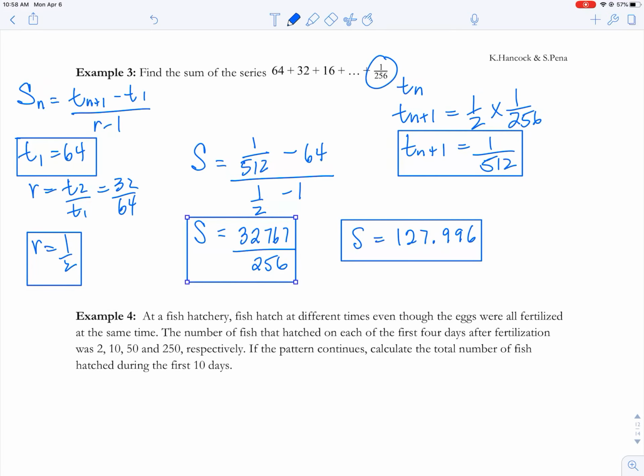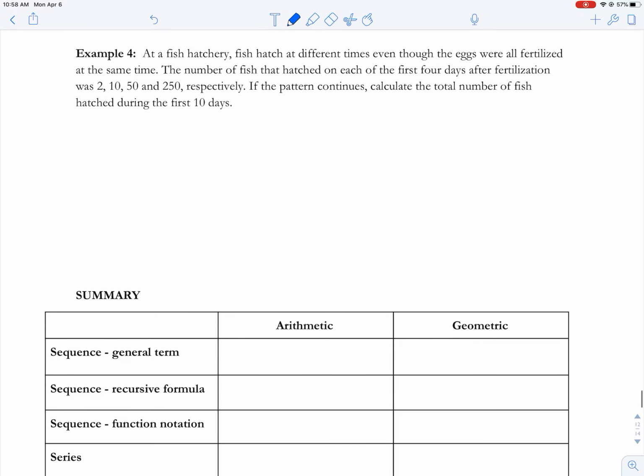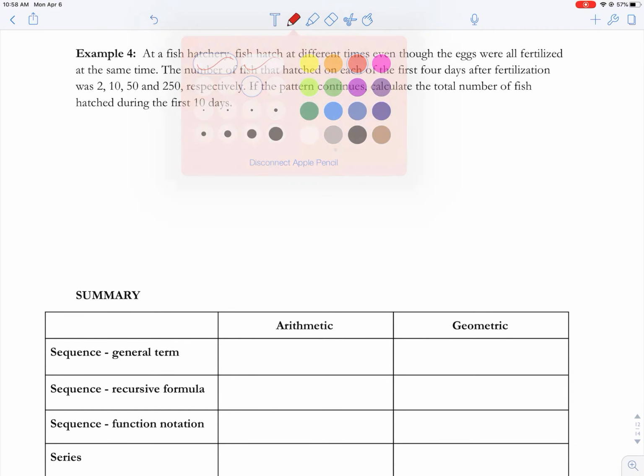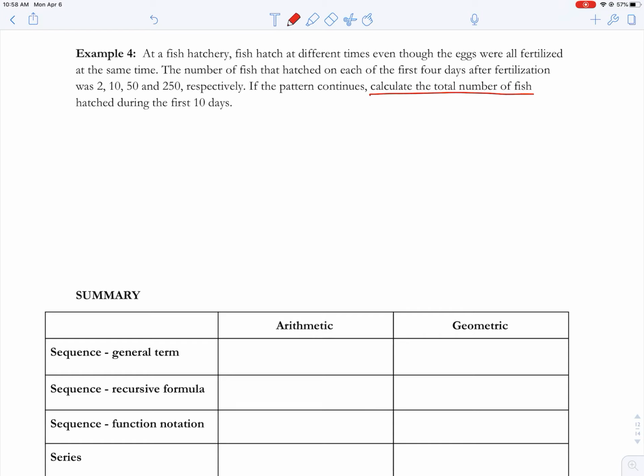Last example, example 4, says that at a fish hatchery, fish hatch at different times even though the eggs were all fertilized at the same time. The number of fish that hatched on each of the first 4 days was 2, 10, 50, and 250 respectively. If the pattern continues, calculate the total number of fish hatched during the first 10 days. Since it's asking us to calculate the total number, that's the key word, that total number of fish, that means we're going to be finding the sum.